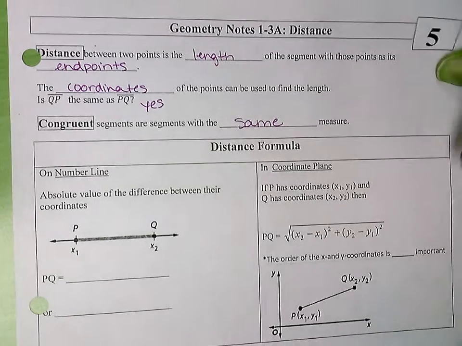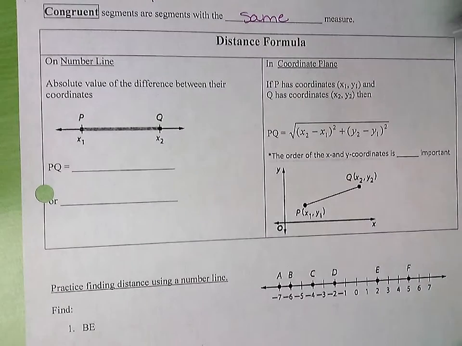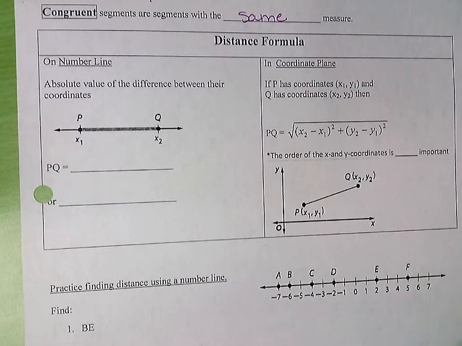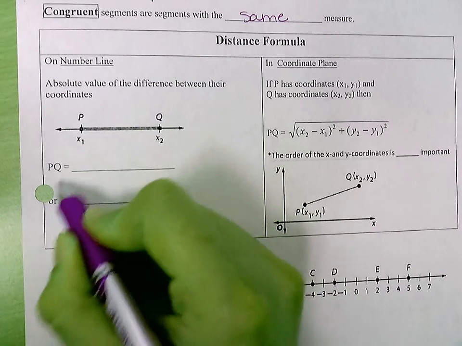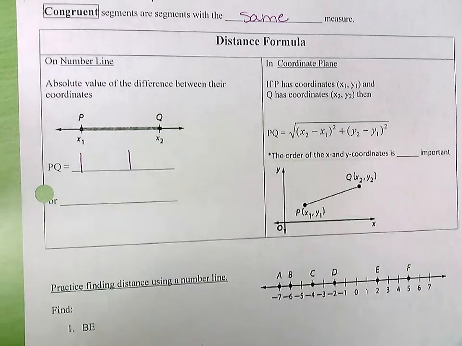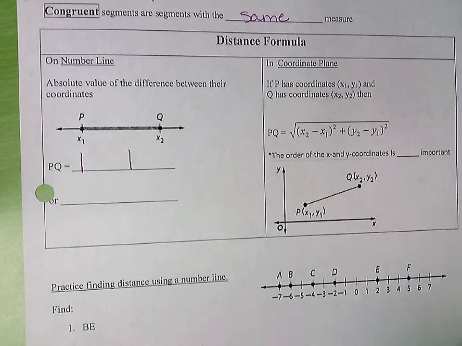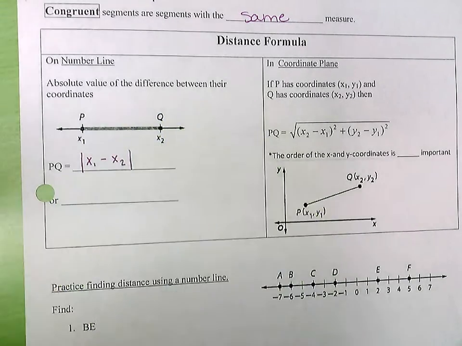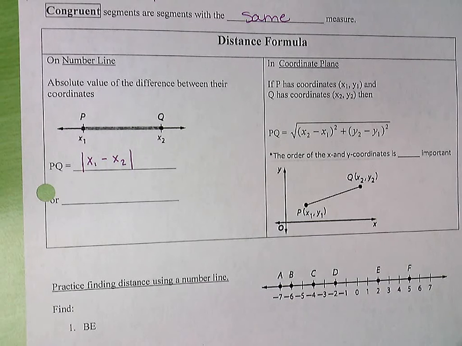So looking at our distance formulas here, we have on a number line or in a coordinate plane. So first on a number line, it is the absolute value of the difference between their coordinates. Difference meaning subtraction. So to find the distance of PQ, we're taking the absolute value. Okay, so I'm going to put in my absolute value signs here. And we're taking the difference of their coordinates. So P is at x sub 1 and Q is at x sub 2. So I have the absolute value of x sub 1 minus x sub 2.